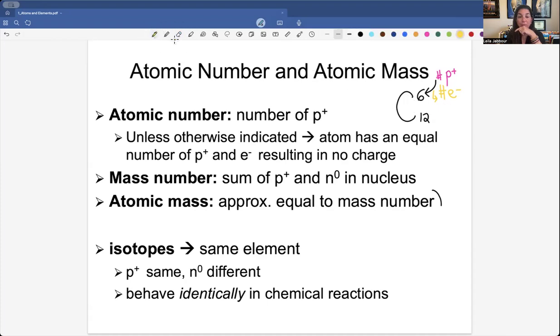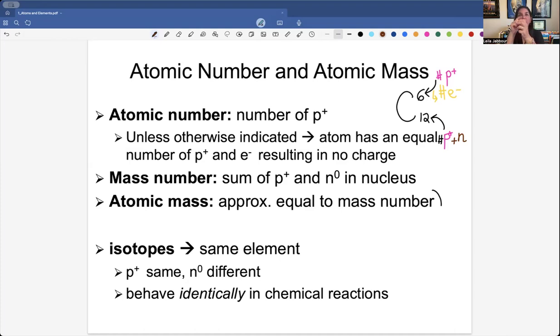Okay. The atomic mass is that second number, which is usually bigger. The atomic mass is the number of protons plus neutrons. So 12 is the sum of the protons and neutrons, and remember, they're both in the nucleus. And that's really the mass of the atom.